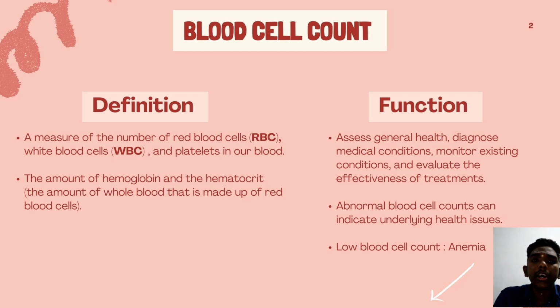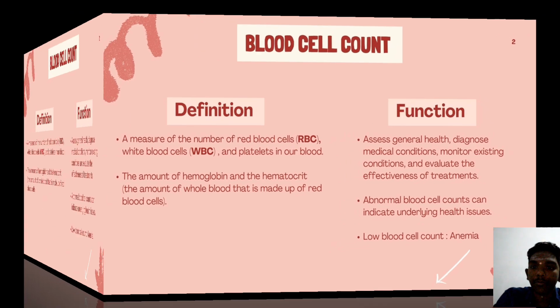So, what are the functions of blood cell count? Blood cell counts help us to assess general health, diagnose medical conditions and monitor existing conditions of the patient, and also evaluate the effectiveness of treatment given by the doctor to the patient. For example, abnormal blood cell counts can indicate an underlying health issue, such as a low blood cell count can indicate anemia present in the patient.